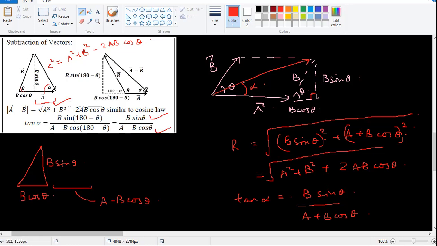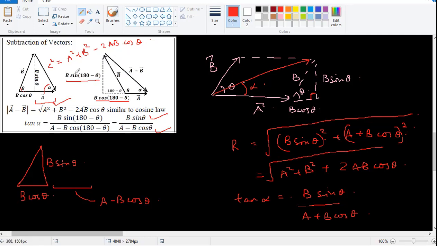Similarly, what if the B is outside this? It's the obtuse angle, which means it will be like this. In that case, the right triangle will not be formed with the theta, it will be formed with the 180 minus theta. So here I have written it as B sine 180 minus theta. Here I have written it as B cos 180 minus theta. So do the same thing. If I want alpha, right? Again, for the third side, you can use the cosine law. You don't have to use any Pythagoras theorem. But for the alpha, you have to use this right triangle.